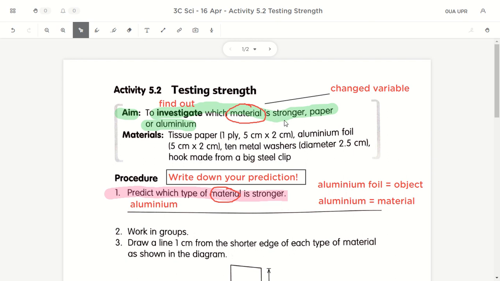So in every experiment there's only one change variable, because if there are too many change variables, you don't know which variable your results are due to, or which thing that you changed.